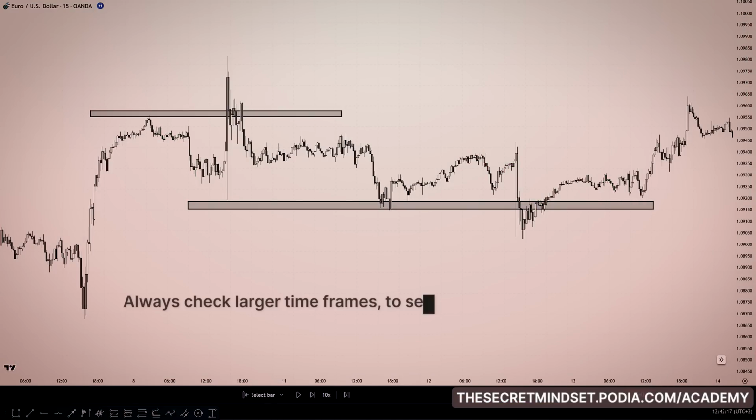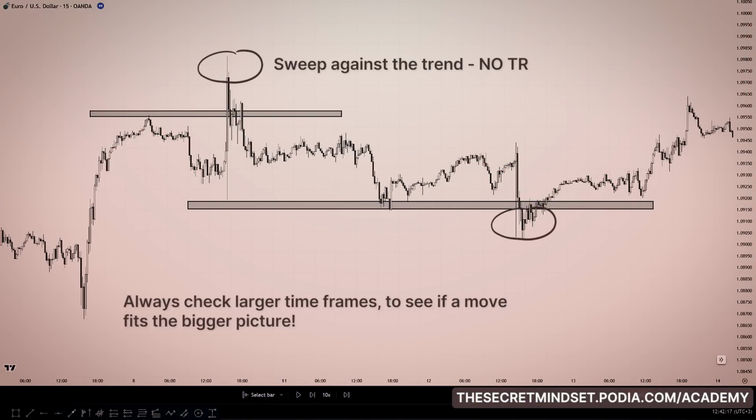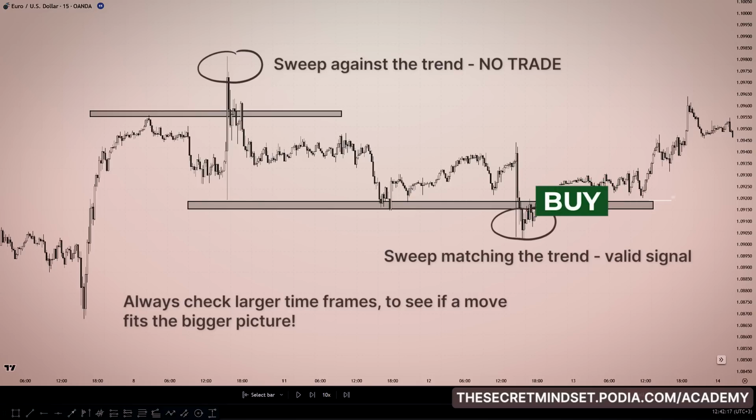And always consult multiple time frames. Check larger time frames to see if a move fits the bigger picture or if it might be inducement. If you see the price quickly reject a level after breaking it, be ready for a possible reversal. And don't put your stops right at obvious levels. That's where inducement often targets.